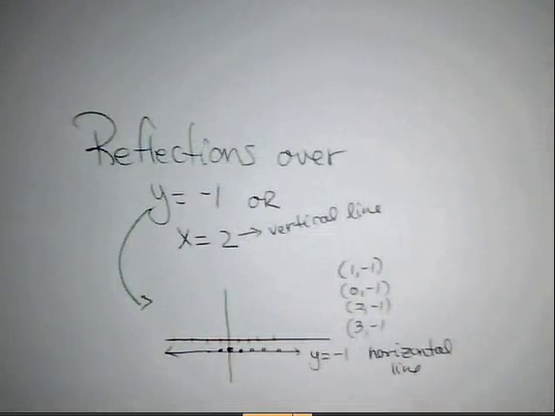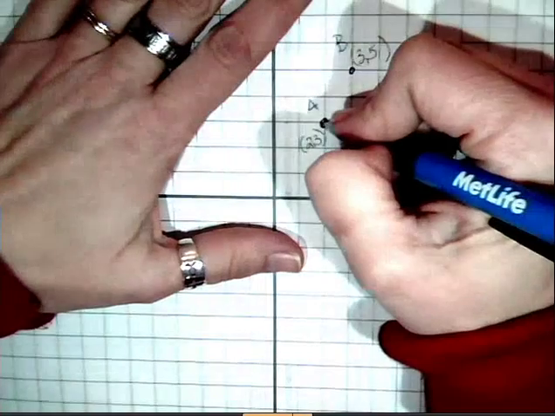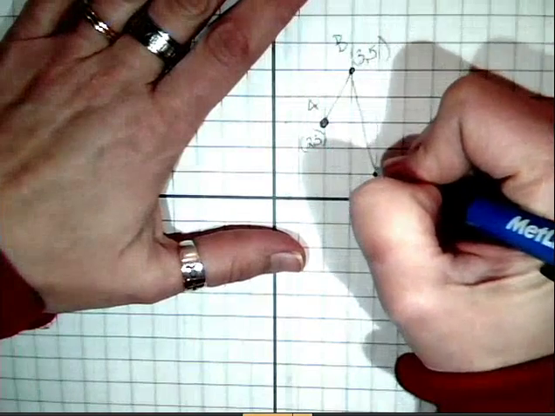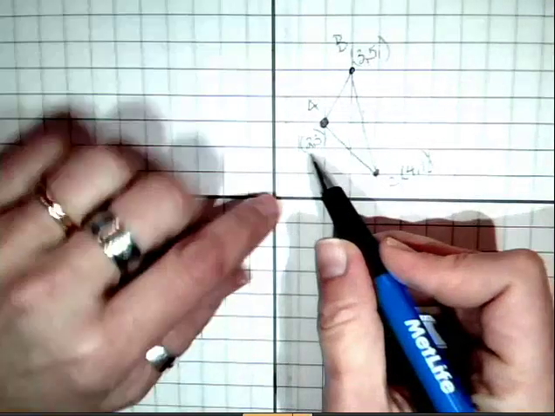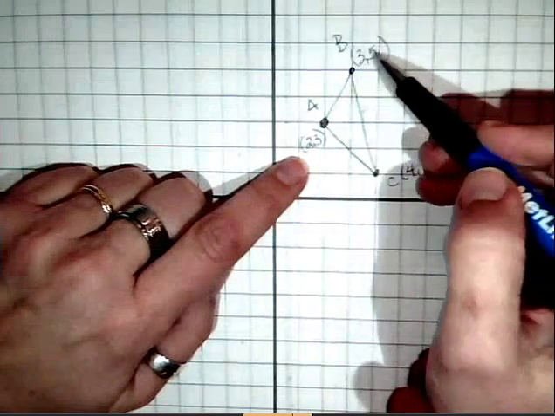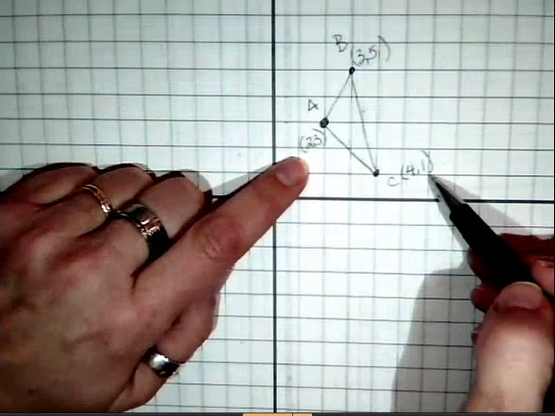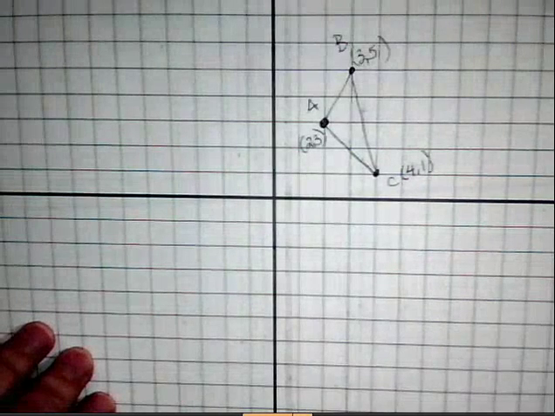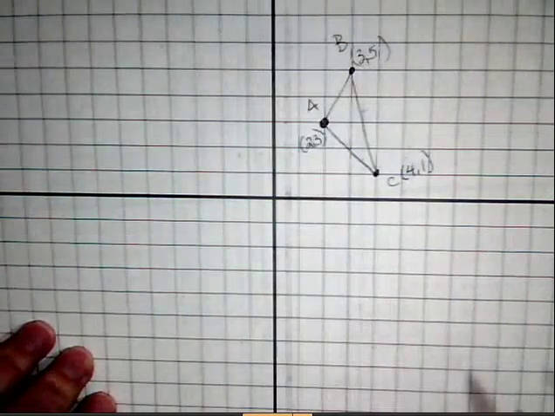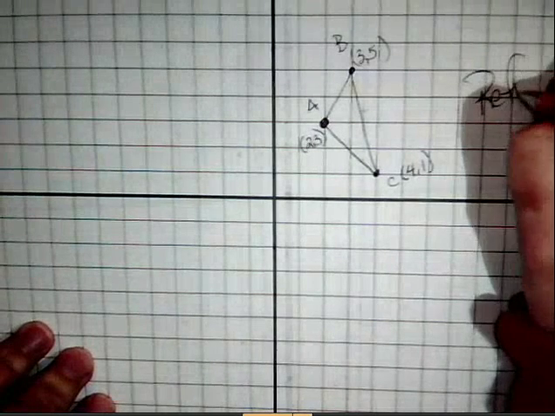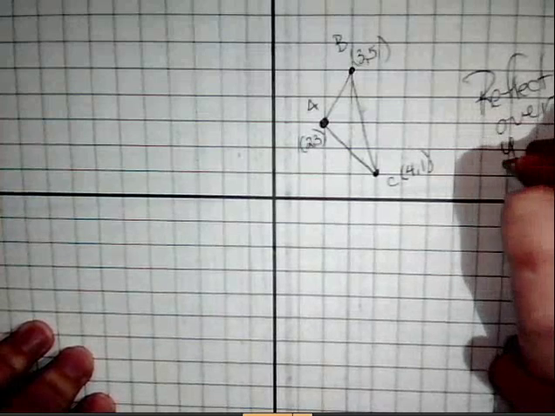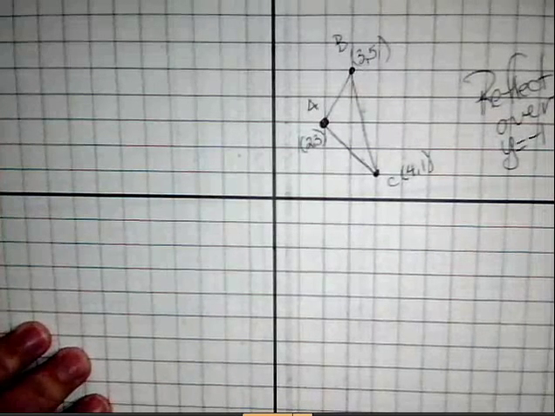Okay, so let's look at an example. The example that I have here is basically this triangle. We have coordinates at (2, 3), (3, 5), and (4, 1). And we are going to reflect that over, let's do y equals -1, since we've already kind of talked about that.